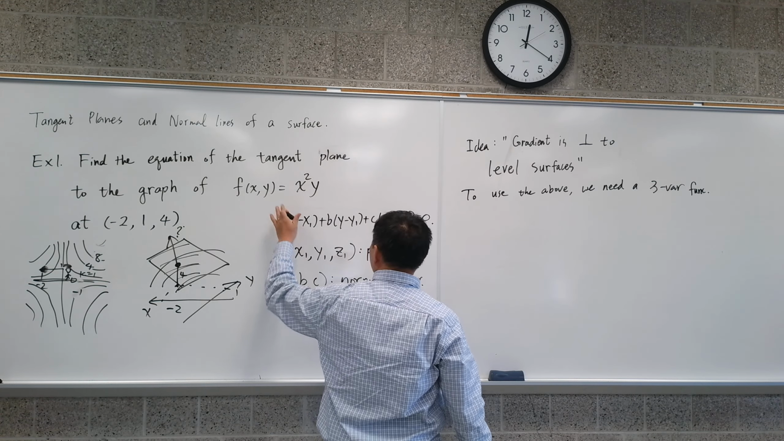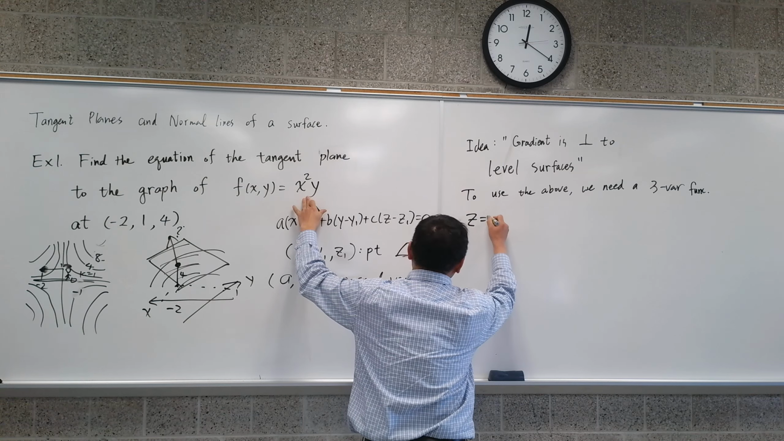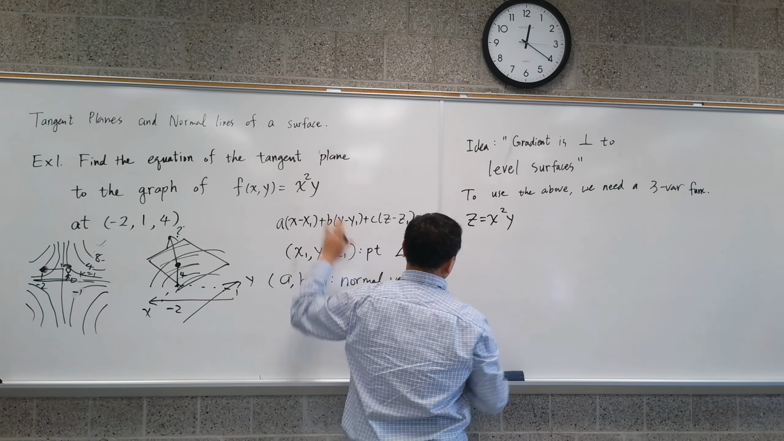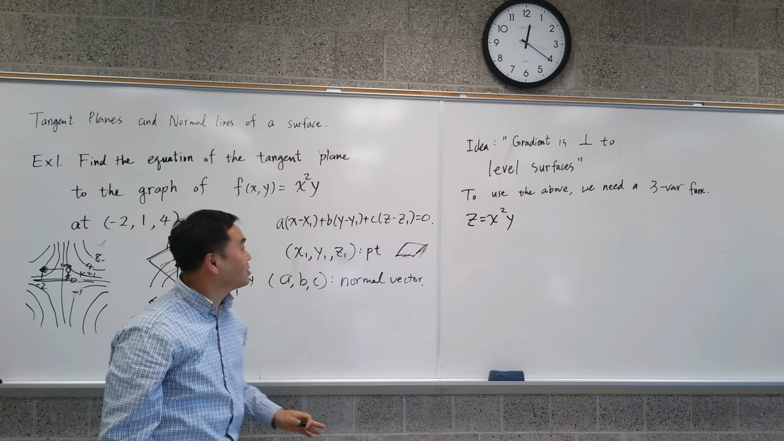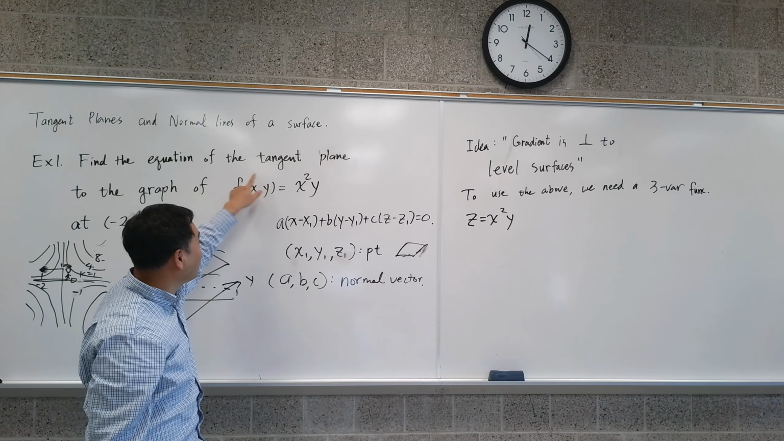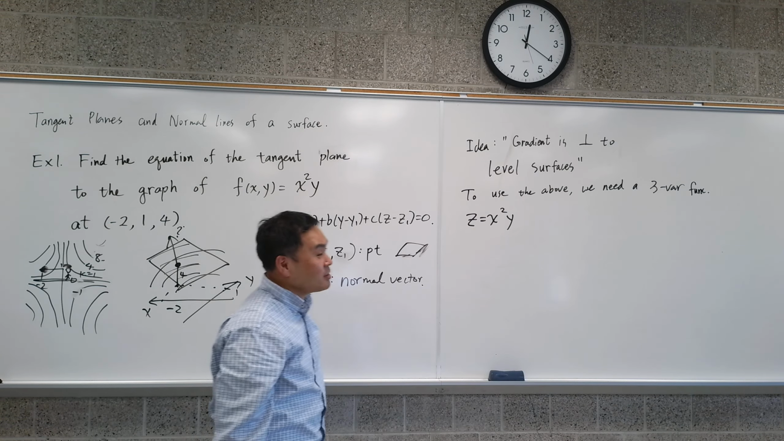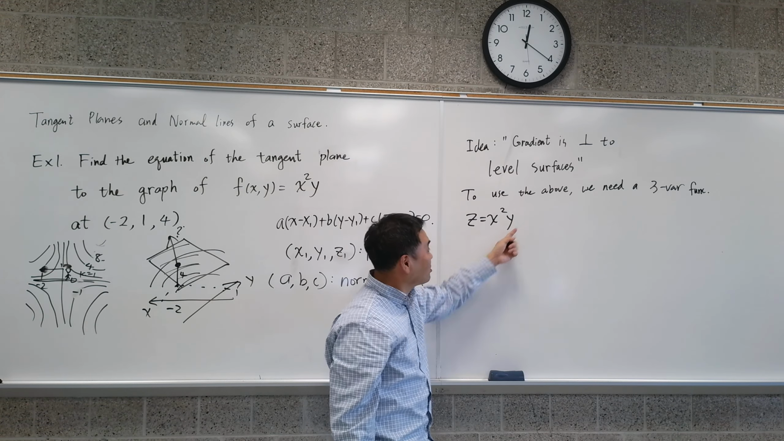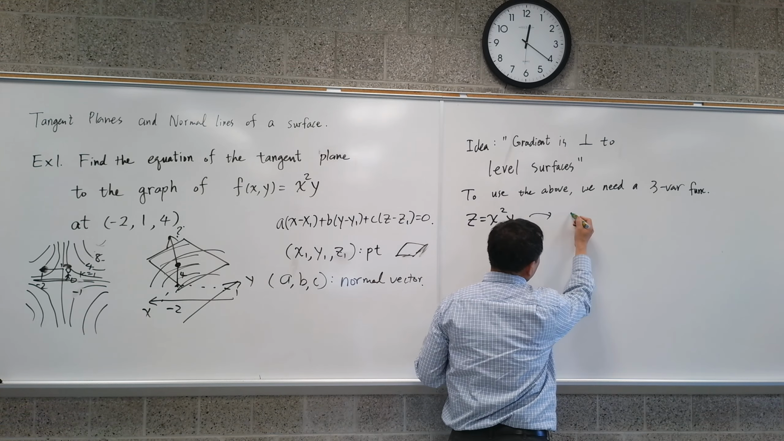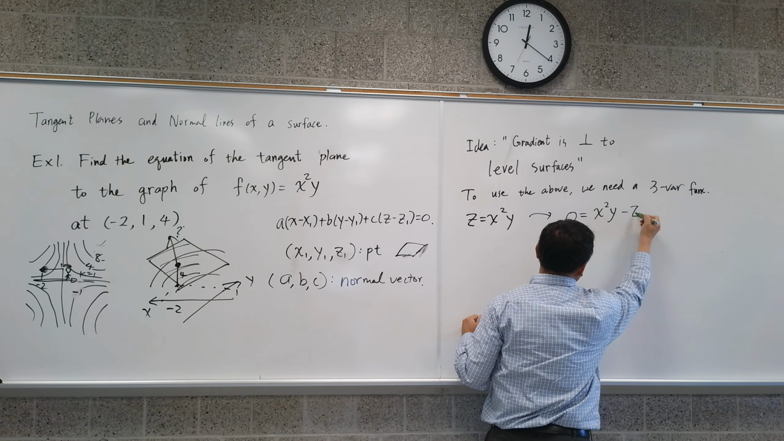So what we do is we first write this as z equals x squared y. And that's a start, right? I recognize that when you draw the graph, you're really thinking of the value of this function as z. That's what you do, okay? Then you move this to the other side and you rewrite this as 0 equals x squared y minus z.